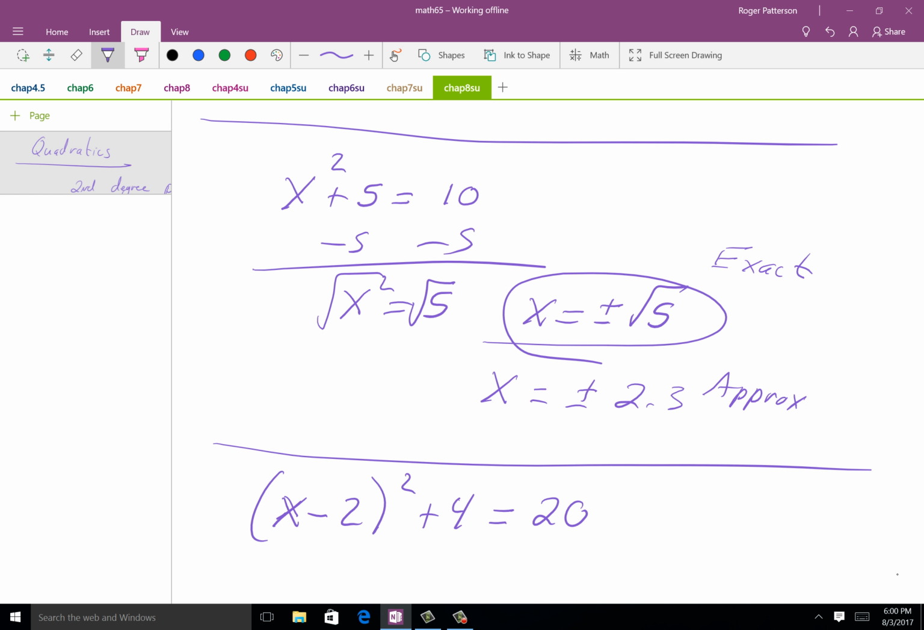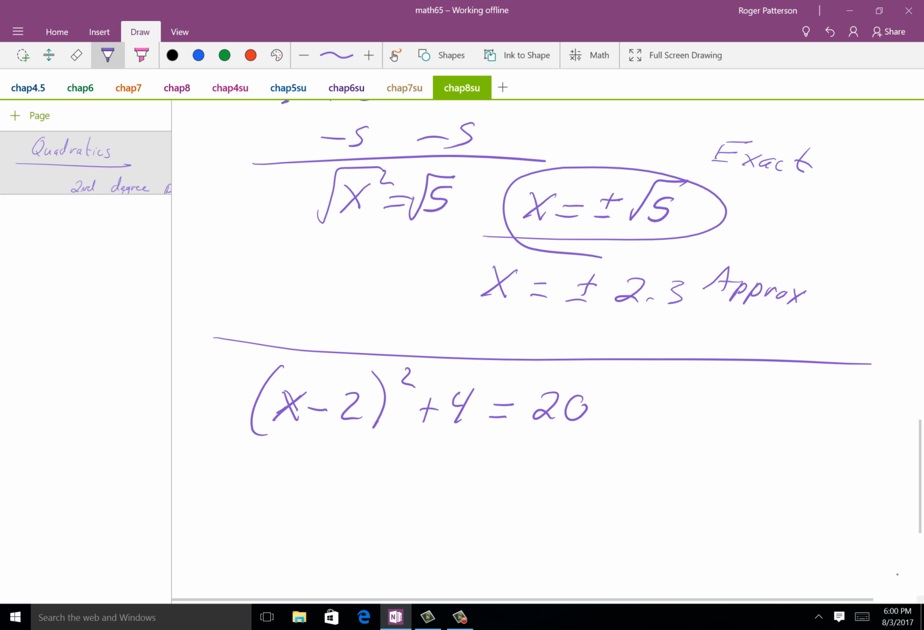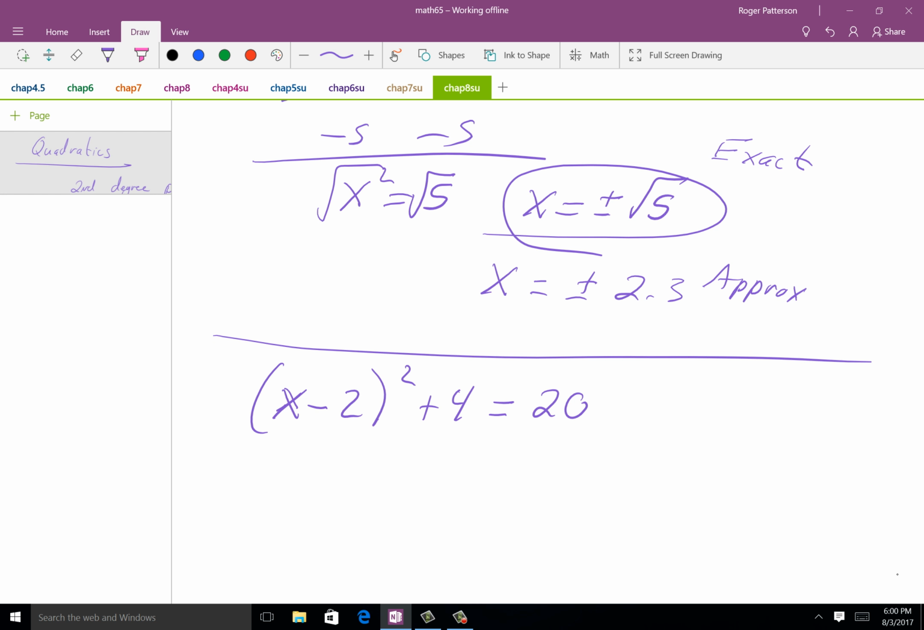Okay, so let's say we have one like this. We'll just keep building on it. Remember, we want to try to get this x squared, so we have to get rid of everything else. What should we do first here? Okay, add the 2. Or do we want to subtract 4? Let's subtract the 4. All right.